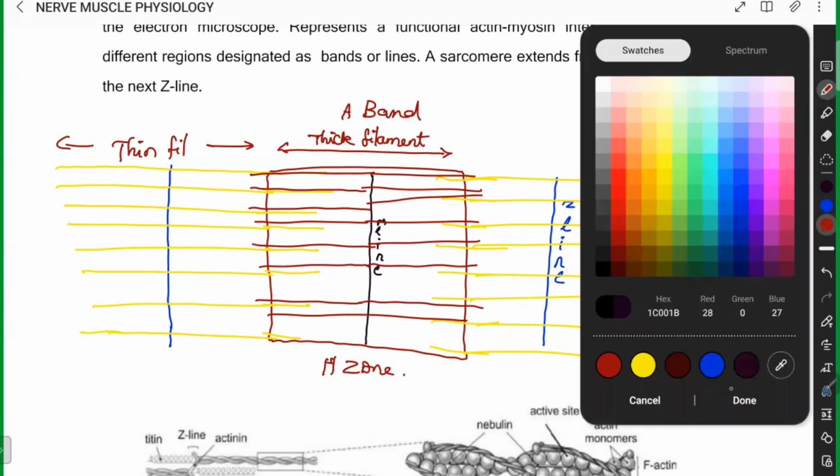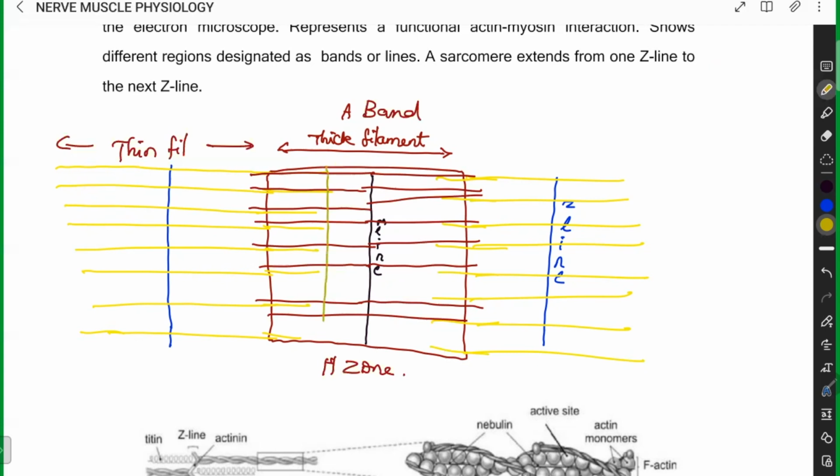I'll show you again. Here you can see this region where only your thick filament is present. In this region, only thick filament is present, no thin filament. The region between the internal ends of the thin filaments, this is going to be the internal end of your thin filament. Between the two internal ends of the thin filament, where only thick filament is present, that is called the H zone.